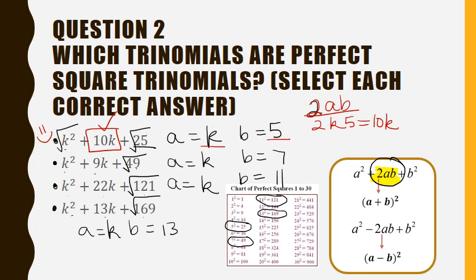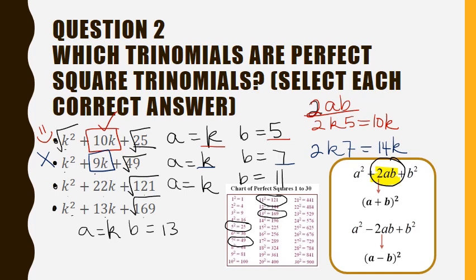So we're just going to keep doing that for each problem. So I want to test the second one. Is the middle term really going to be 9k if we have a perfect square trinomial? I'm going to take 2 and multiply it by my a, which was k, and my b, which is 7. 2 times 7 is 14. Well, 14k does not equal 9k, so this one is not going to be a perfect square trinomial. And then we're just going to continue this process.